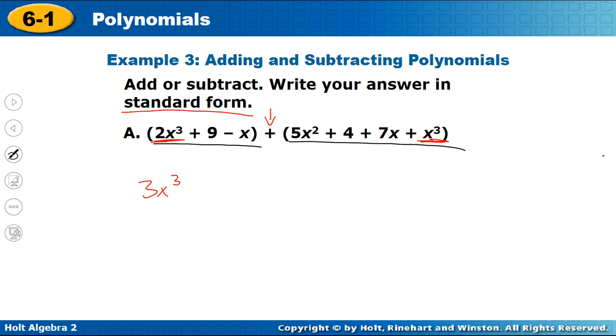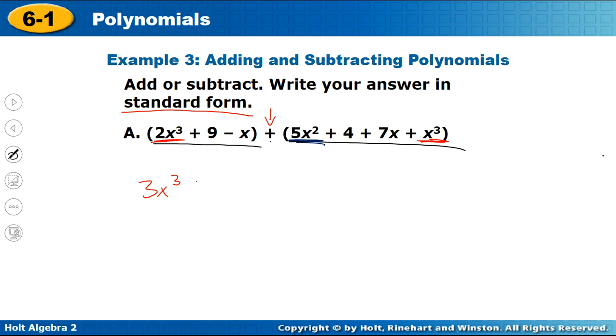What's the next biggest degree that you see? Well, if we just had an x to the third, the next biggest would be an x squared. So do I see an x squared? I do. It's right here. Now notice I don't see any other x squared. So there's not any x squareds in the first polynomial. That's fine. But I am adding that 5x squared.